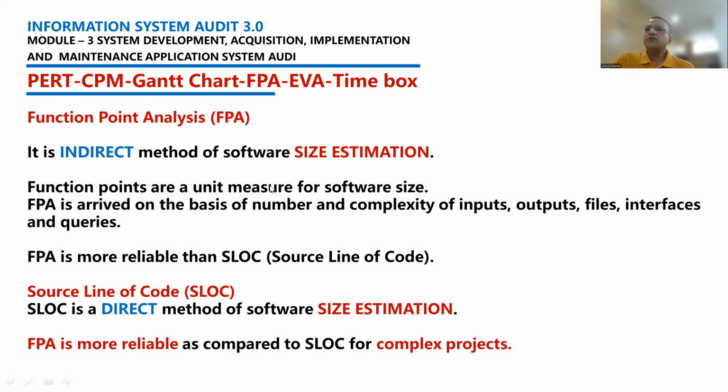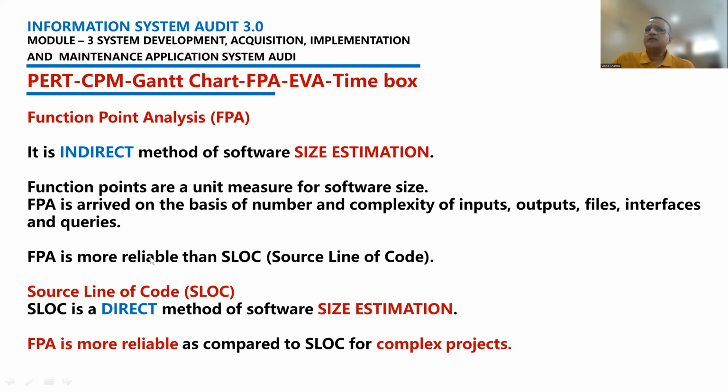Now, function points are units measured for software size. Unit measure in the sense how many modules you will have, how many functions each module will have, how many modules will be connected, how the linkages are established between the modules. All these are basically your unit measures when it comes to function points. Function point analysis is arrived at on the basis of the number and complexity of inputs, outputs, files, interfaces, and queries. I've discussed these with you. Just remember that when you say function points, you are talking about how many functional points will be there in the software. And based on that, you're going to estimate the size of the project.